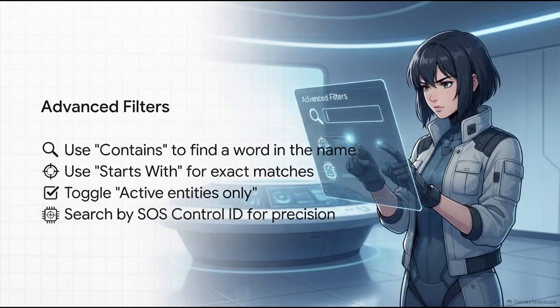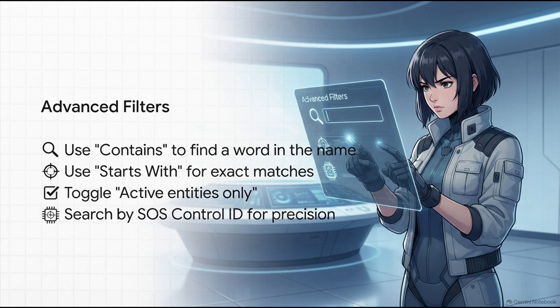Now, the real secret sauce here is utilizing those advanced filters I just mentioned. If you just type in a generic word, you are going to get totally overwhelmed with results. But under the Advanced tab, you can select Contains to find a keyword placed literally anywhere in the business name, or you can use Starts With for a super strict alphabetical match. You can also toggle this highly useful checkbox, Active Entities Only.